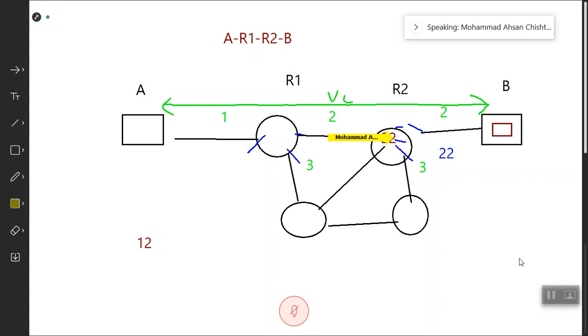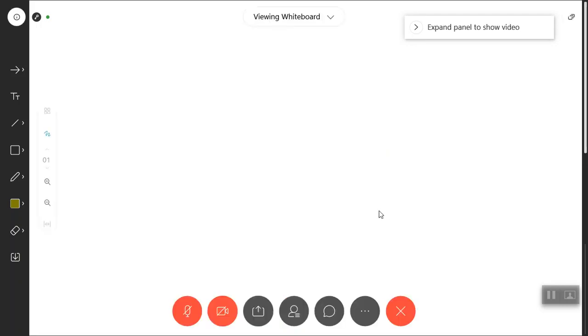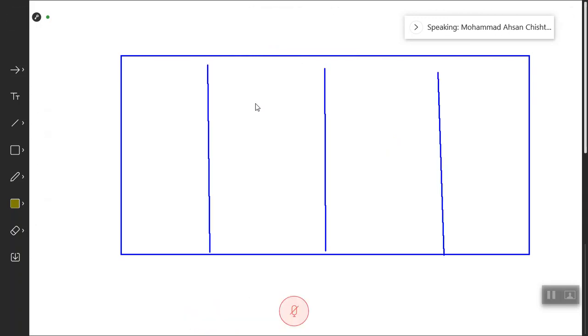What is this table? It's a virtual circuit number translation table. Okay, how does it look? Let me draw a table here. This is the virtual circuit table that we would have. We would have 4 columns within it.